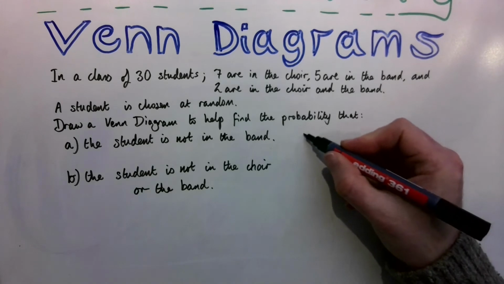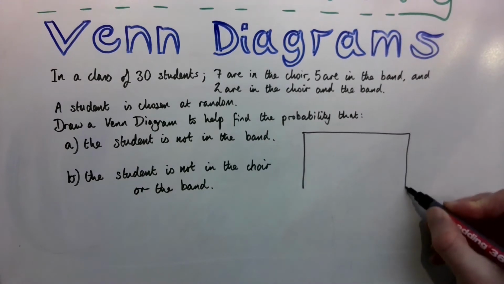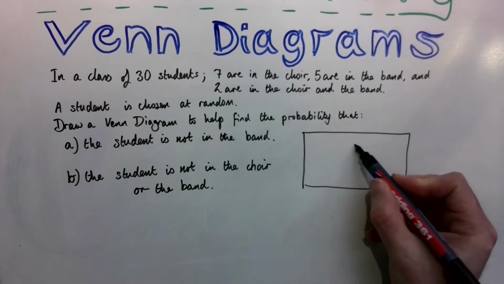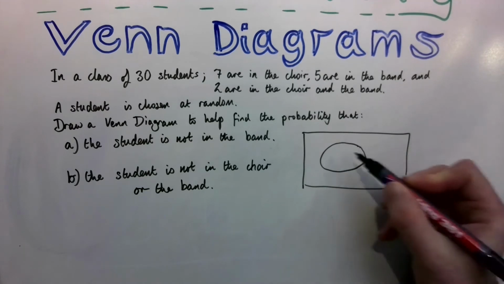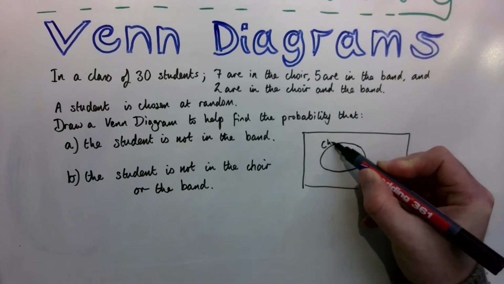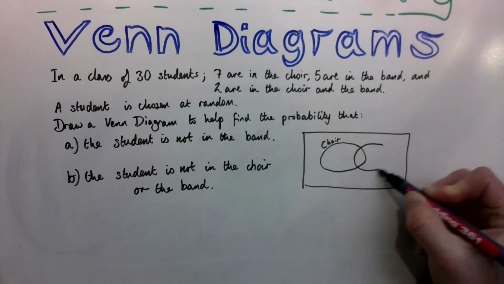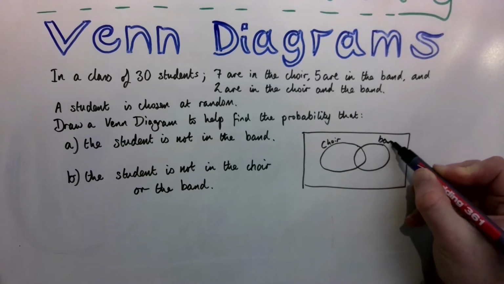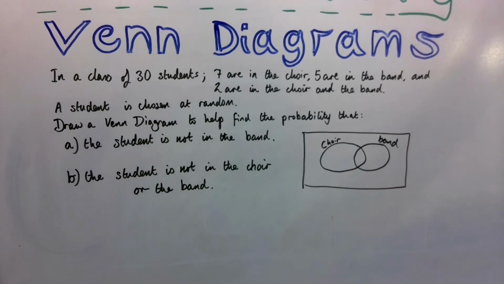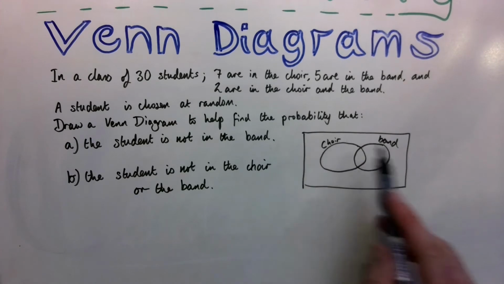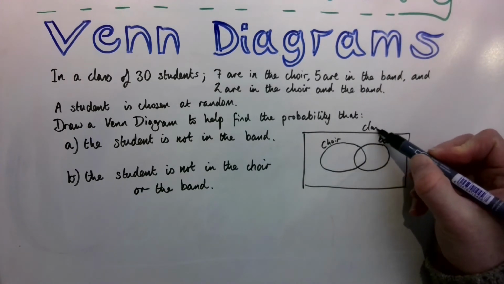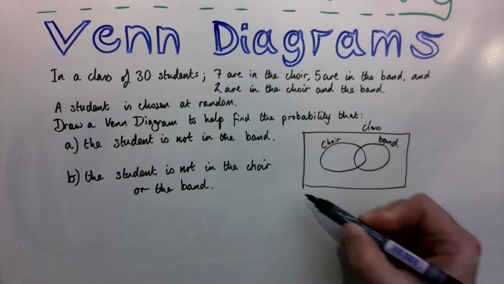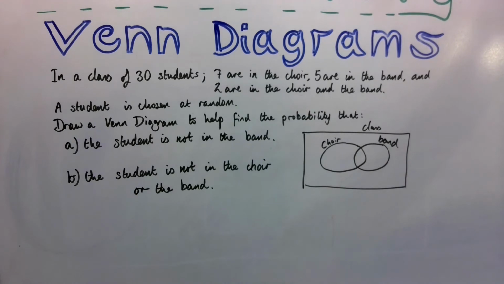Right, so take your time. We've got people in the choir and we've got people in the band. Now very often the last piece of information is the first piece to put in. We know that all the people inside the class, so the class is in what we call the universal set, the rectangle around the outside. All the numbers in there are going to have to add up to 30.